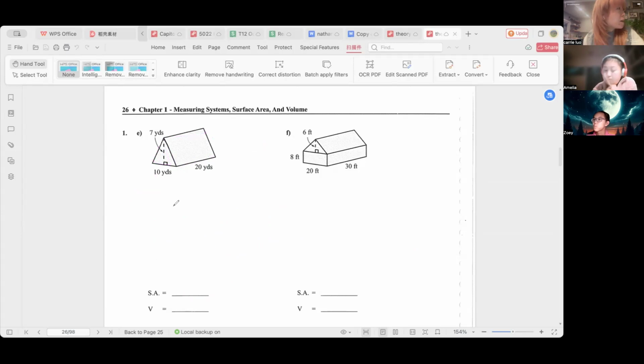鹏鹏，还有3分钟啦。Sorry, my drawing is really bad.